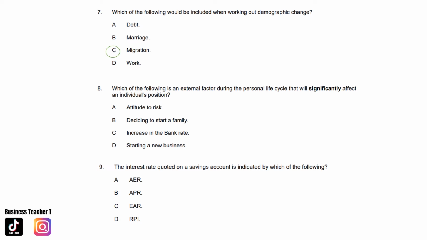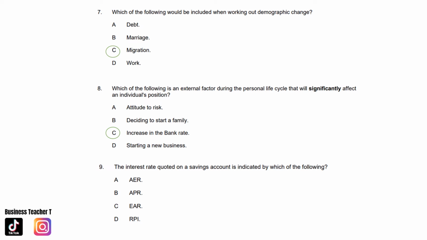Question number 8. Which of the following is an external factor during the personal life cycle that will significantly affect an individual's position? Is it A. Attitude to risk, B. Deciding to start a family, C. Increase in the bank rate, or D, starting a new business? And the answer is C, an increase in the bank rate.